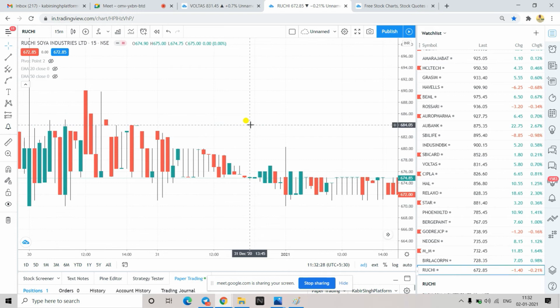So if you could find it, this is one of the best accuracy trades you can take. All right, so what we'll do is we'll take a 10 minutes break over here.